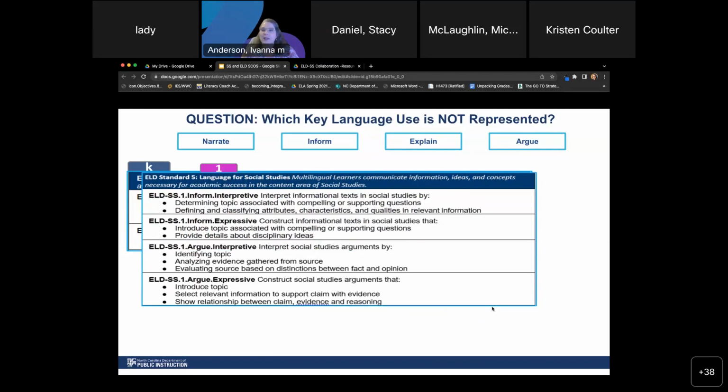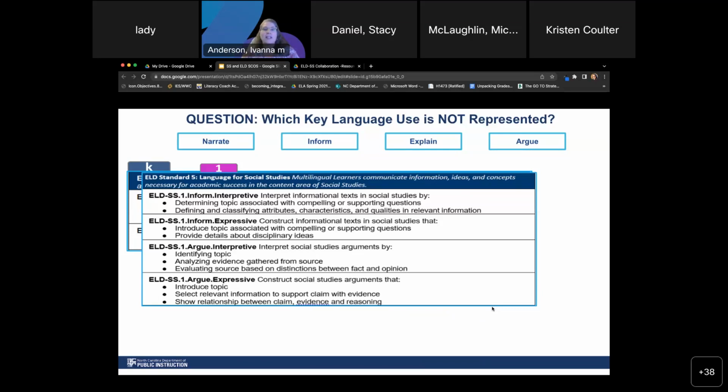Any ideas why that might be? You can type in the chat box as well. Why might we move from just inform in kindergarten to inform and argue as our predominant key language uses in first grade? Keep thinking about it. There we go. A progression of thought. Absolutely. Developing students' critical thinking as their point of view is happening. Good. Inform and argue because they're learning to support their ideas. Absolutely. So we are progressing linguistically. We're progressing as the student is age appropriately, as they're maturing.